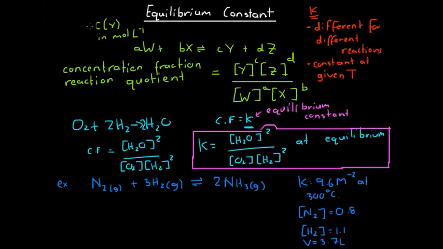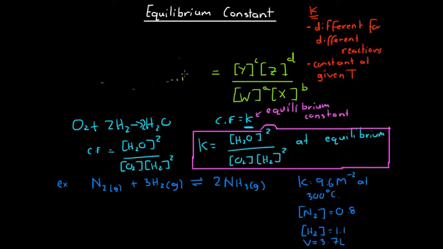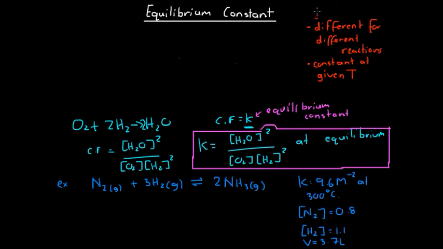So we've got this general expression here: we just have the products raised to the powers of their coefficients divided by the reactants raised to the powers of their coefficients, and that is our concentration fraction. And when everything's at equilibrium and we calculate our concentration fraction, we get a constant number once we've reached equilibrium.